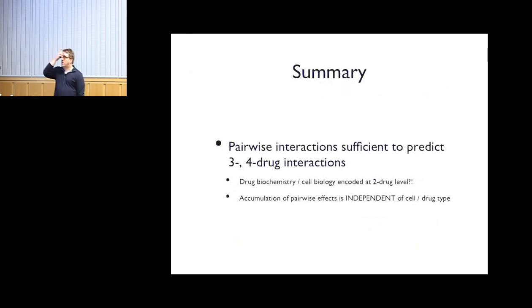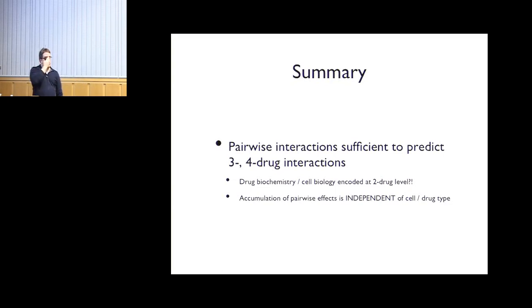Okay, so in summary, what I want you to bring home from this is, it looks like at least, in our hands, pairwise interactions are sufficient to predict 3 and 4 drug interactions. We didn't look much higher than that. There were experimental errors that came into play that just made it hard to make predictions beyond that. Which suggests that the biochemistry or cell biology of these drugs is in some magical way encoded at the pairwise level, right? At least that's what we like to say when we give talks.